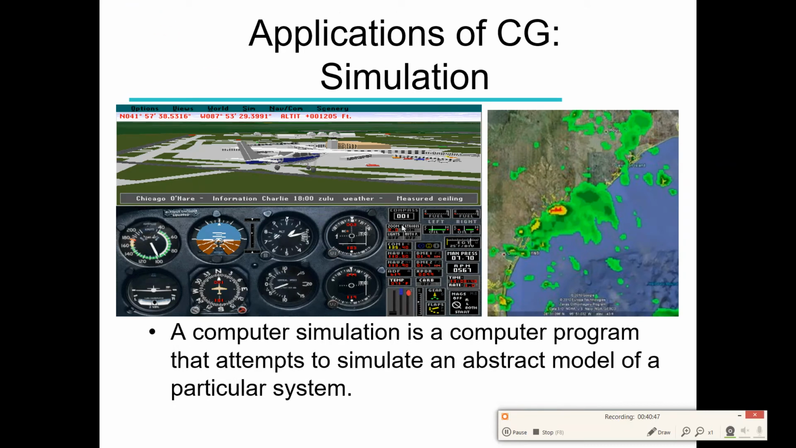The next application of computer graphics is simulation. What is a simulation? A computer simulation is a computer program that attempts to simulate an abstract model of a particular system. Sometimes it is difficult to generate the actual world or to create the real world with the available tools and data. So what we do is, using the data and tools we have available, we create some kind of artificial environment or artificial model of something.